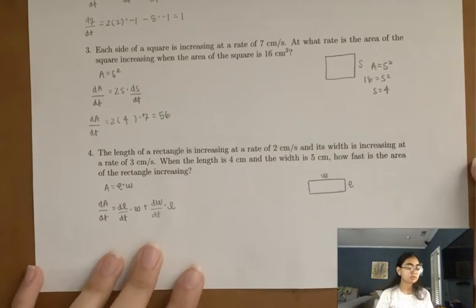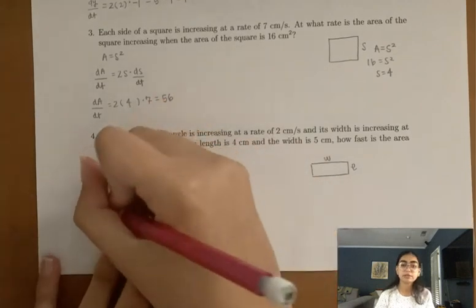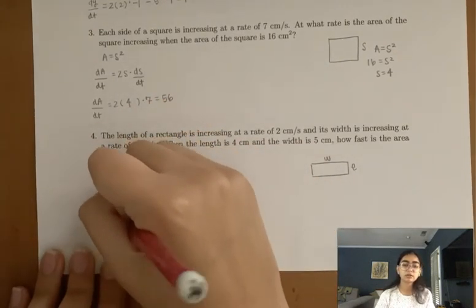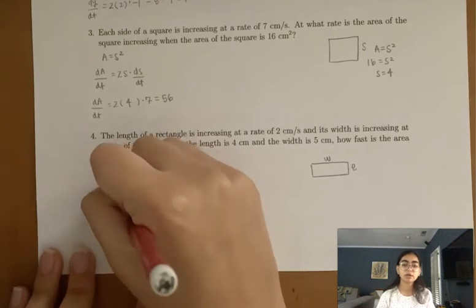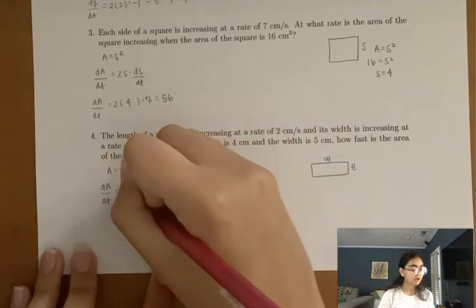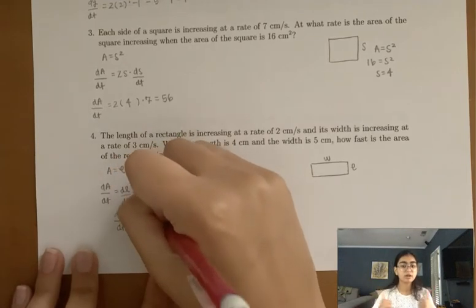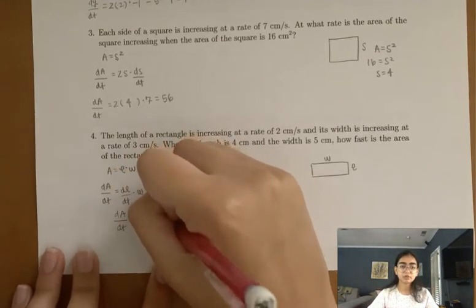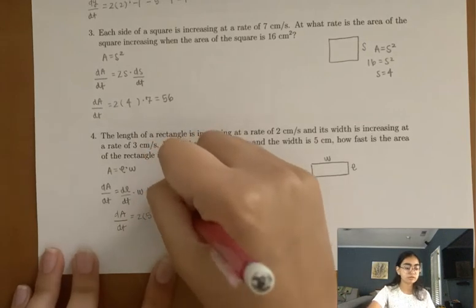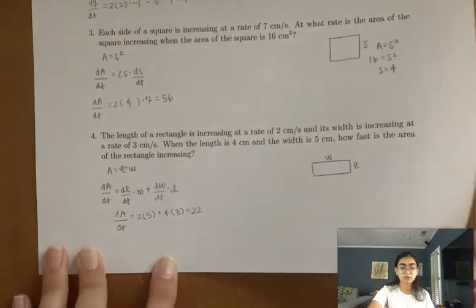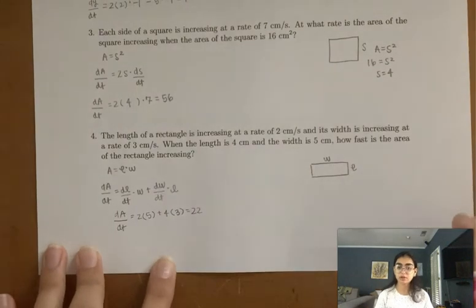All right, so I believe that we are actually given everything in this problem, right? So we don't actually have to use the original equation to find anything, which is good for us. So basically we're going to get 2 times 5 plus 4 times 3 equals 22. And 22 is our answer.